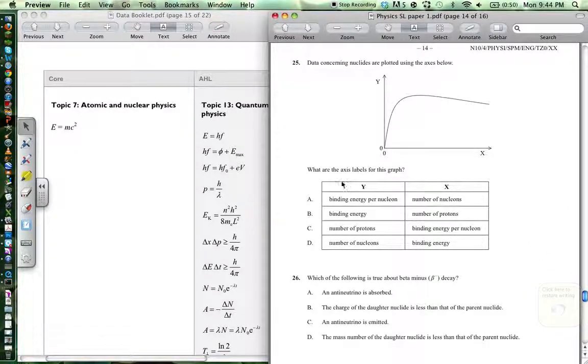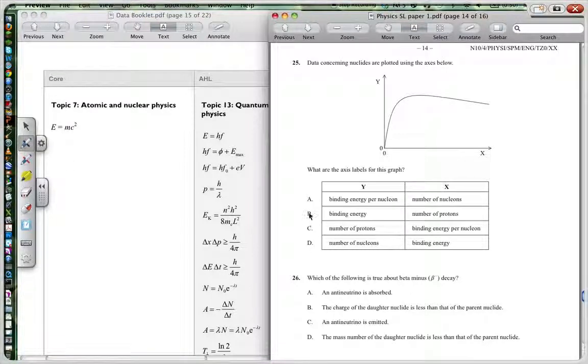Looking at this, we have data concerning nuclides plotted using the axis below. What are the axis labels for this graph? So this is the y-axis and the x-axis. We have the binding energy per nucleon and the number of nucleons. This is actually the correct answer here. This is our very important diagram that we use.